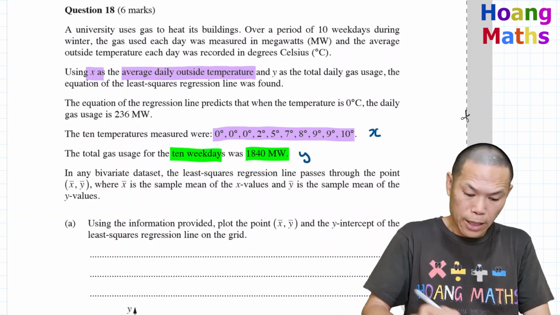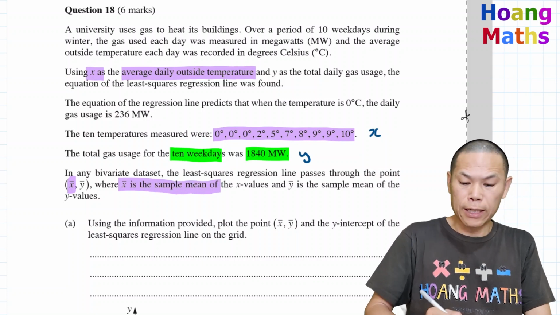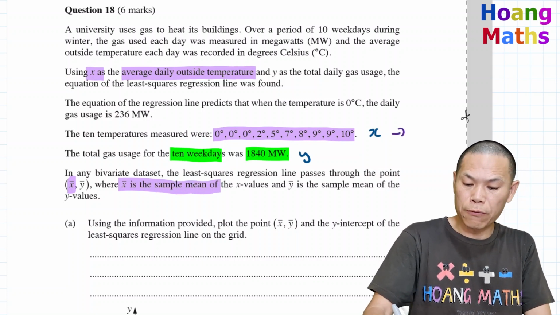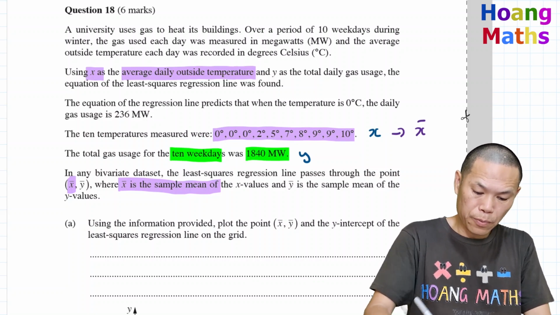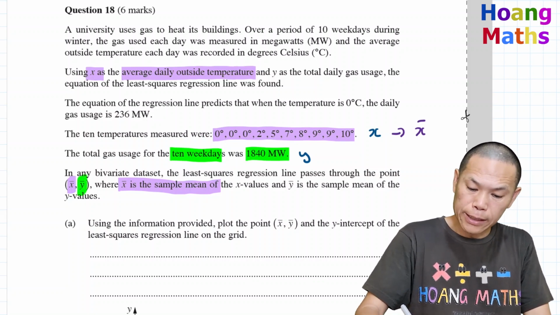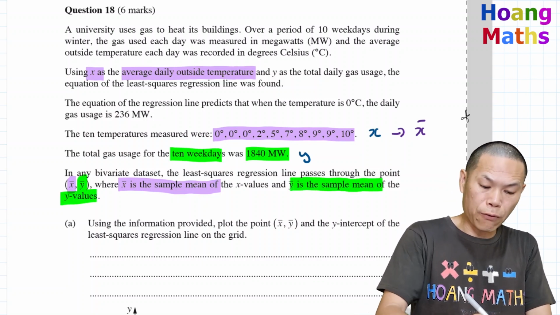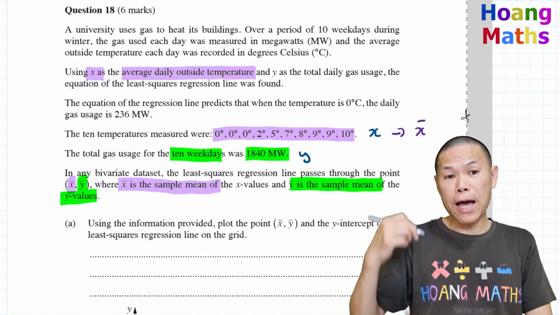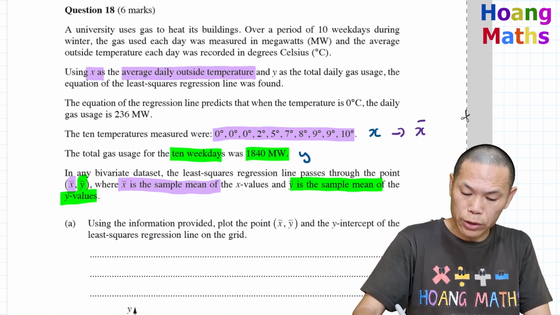And we know that x bar is the sample mean. So that means we need to find the mean for this. And then y bar is the sample mean of the y values. So therefore we can find y bar and x bar, and then we plot that on the graph. That's according to the question here.